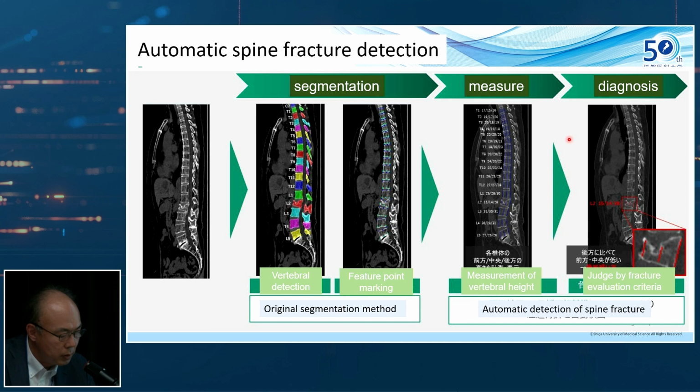We developed an automatic spine fracture detection. At first, we do the spine segmentation, and then feature point marking, and measure the spine height and judge the fracture based on the guideline.